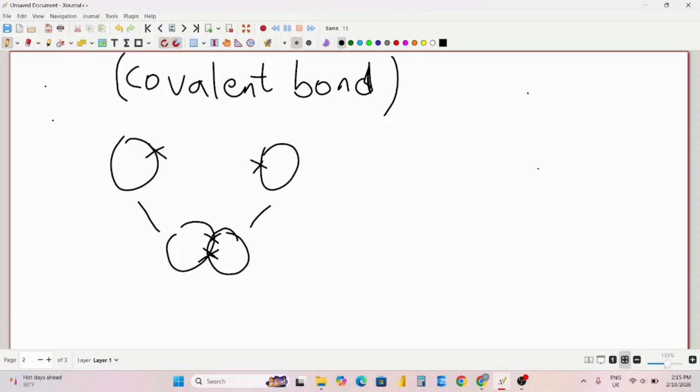The electrons shared are usually the electrons in their outermost shell, which are their valence electrons. The shared electrons can be represented with a horizontal bar, and it is common between molecular gases or non-metals that are identical. For example, oxygen gas, as you can see, has a double bond.